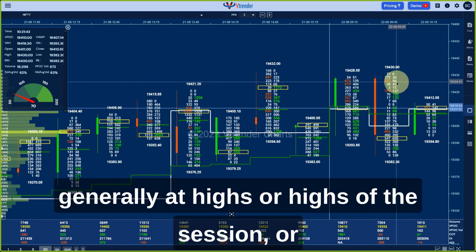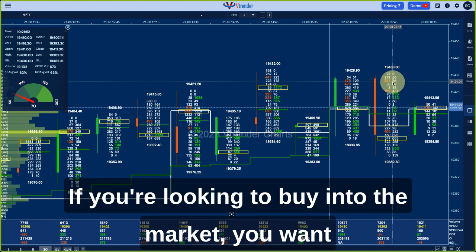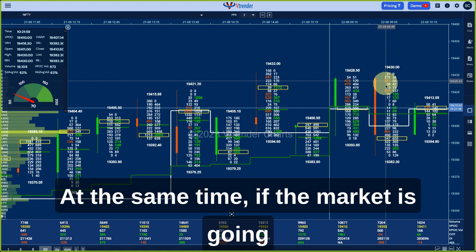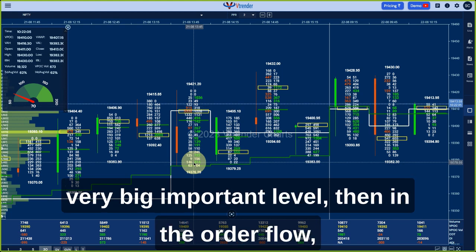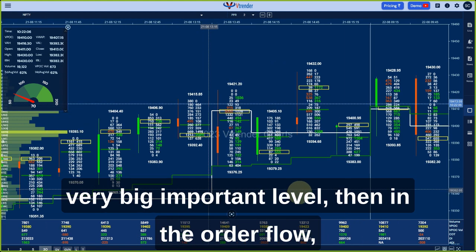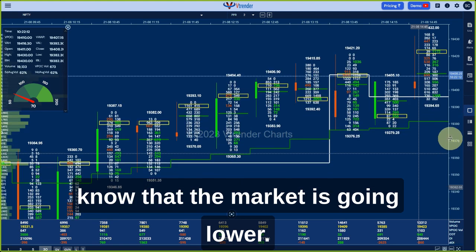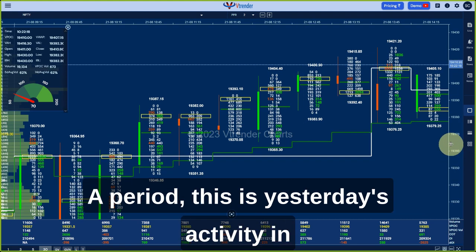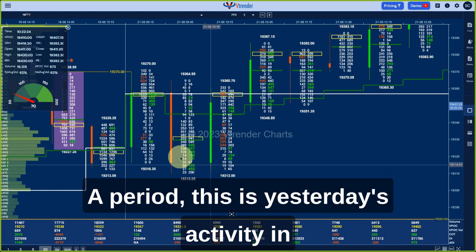And generally at highs or highs of the session, or at big reference lines like naked POCs, etc., you want to see, if you're looking to buy into the market, you want to see a cluster of greens over here, right? At the same time, if the market is going down, and you think that level is a very big important level, then in the order flow you have to see a cluster of reds. That will be the way you will know that the market is going lower. So for instance, yesterday also in the A period, this is yesterday's activity in the A period.